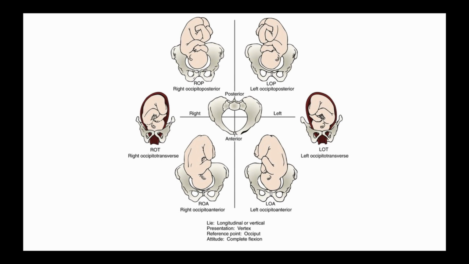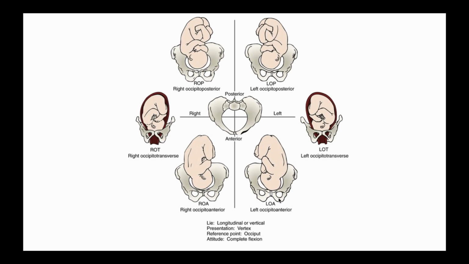Now let's look at this image to explain it very well. Now, when we look at this image, what do we find? These are the various positionings that we have. And so as you can see, this is the left side of the mother and this is the right side of the mother. Below is anterior and above is posterior. Now, when we say posterior, it is in relation to the sacrum. And when we say anterior, it is in relation to the symphysis pubis.